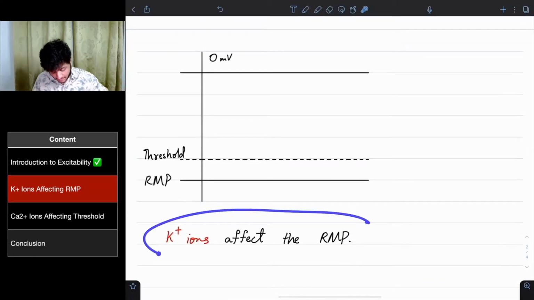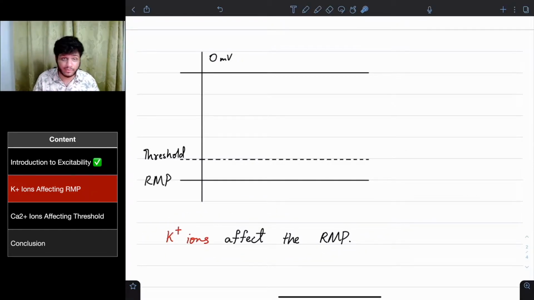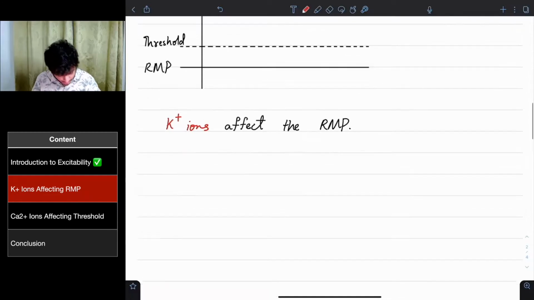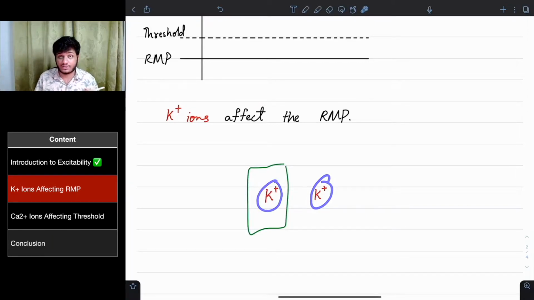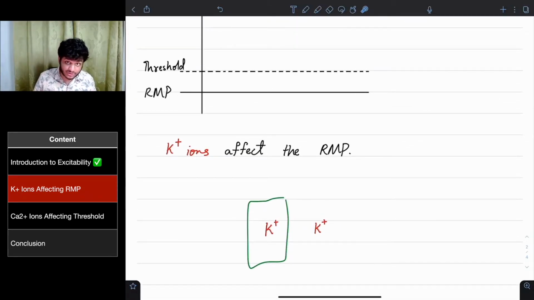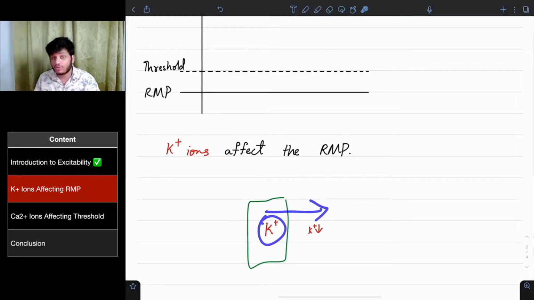Now, as I said, potassium ions affect the resting membrane potential, right? Let's see how. Suppose there is a cell where there are potassium ions inside and outside, and the concentration between inside and outside of the cell is equal. So there's no transport in or out for the potassium ions. Suppose we decrease the concentration of potassium ions outside of the cell. We decrease the concentration, meaning there are more potassium ions inside the cell, so there is a greater concentration inside, so it would diffuse out, right?